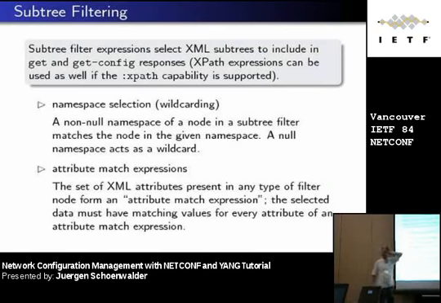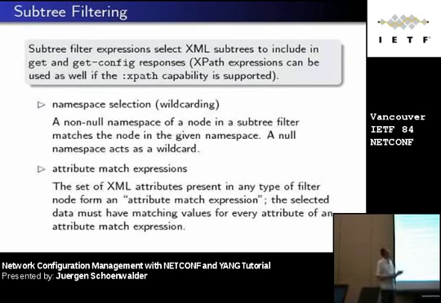So that's also subtree filtering. On the get and get-config operations, you can pass a filter down so that you don't get everything. One way of passing a filter down is if your device supports XPath filtering. You just write down an XPath expression and say, give me that part of the subtree. That's not mandatory to support. It's mandatory to support the subtree filtering.